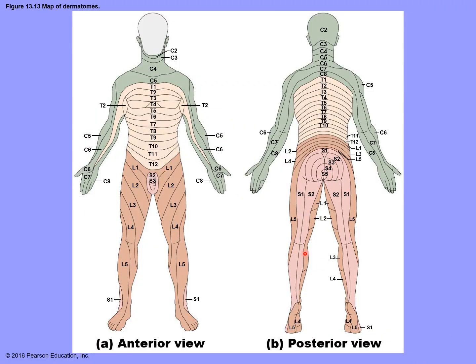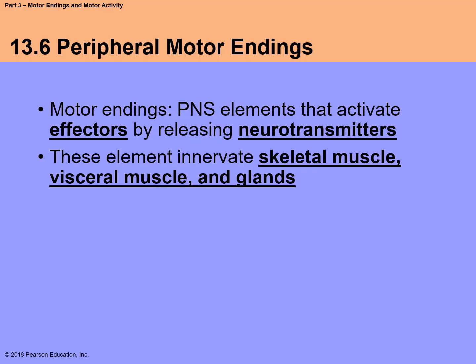So you can look at these areas, anterior view versus posterior view, and in general, where the different spinal nerves innervate. One thing that they have found with the dermatomes is that if you're doing surgery, it seems to heal better if you cut along some of these lines instead of across them.